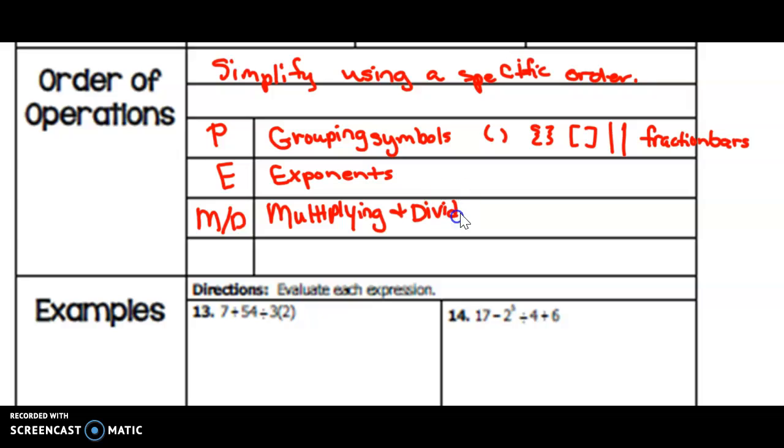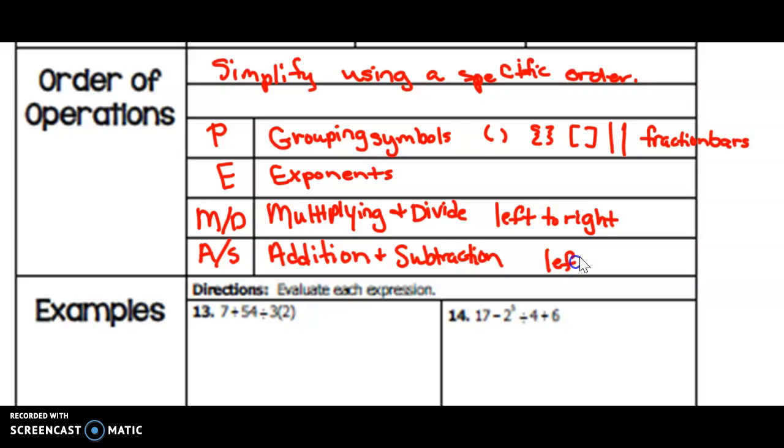But the way you determine which one you do first is you move from left to right. So whatever happens first as you read, just like you read multiplying and dividing, left to right, that's how you would do multiplying and division. The same is true for addition and subtraction. So addition and subtraction, you're going to do those in the same step, but you're also going to do those from left to right. All right, so that is the steps that we're going to use.